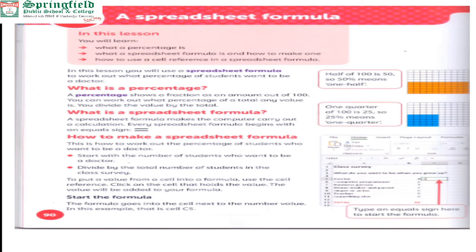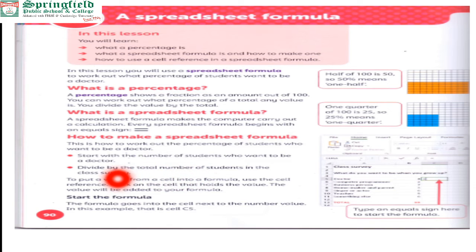What is percentage? As we know, we have to express something in amounts, out of. We express the percentage as a fraction, the amount out of the total. Now we can divide the values by the total. What is a spreadsheet formula? Every spreadsheet formula begins with an equal to sign. This is an equal to sign.